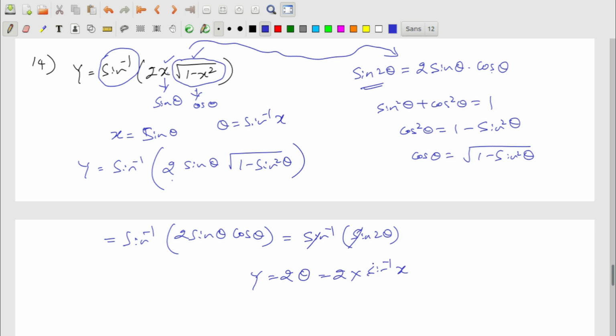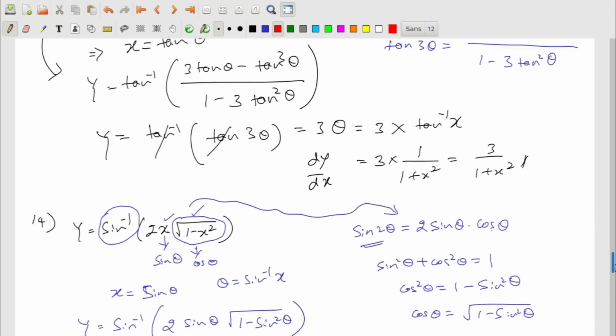Fine. So next, find the derivative of sine inverse x, which is equal to 1 divided by, here the last step, dy by dx is equal to what? 2 times the derivative of sine inverse x, into 1 divided by root of 1 minus x square. That's it. So this is my required derivative, 2 times 1 divided by root of 1 minus x square.